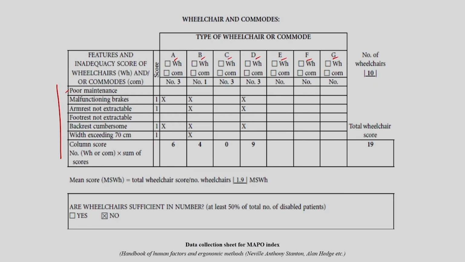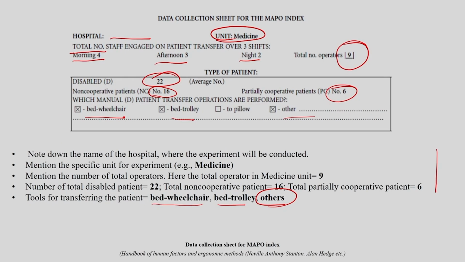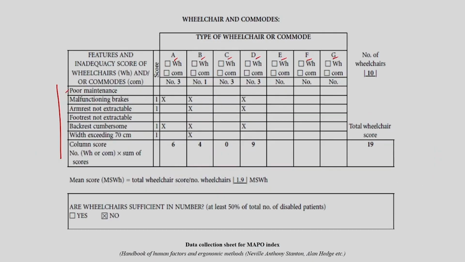Now, when we are talking about the number of wheelchairs, let us go back to our earlier slide, that number of wheelchair present, right. So, here we have 3 wheelchairs where you have brake problem in one and backrest cumbersome in one. So, here you have 1 plus 1, that is 2. 2 multiplied by the number of wheelchair present here, 3, total is 6. So, that is the value. Okay. That is the one category of wheelchair.